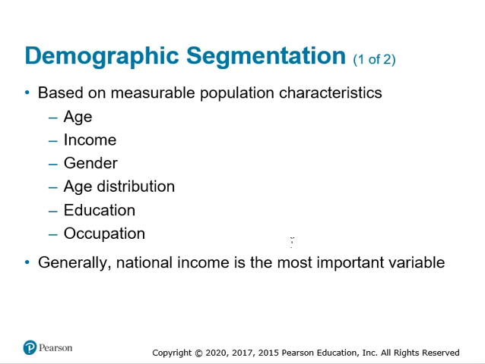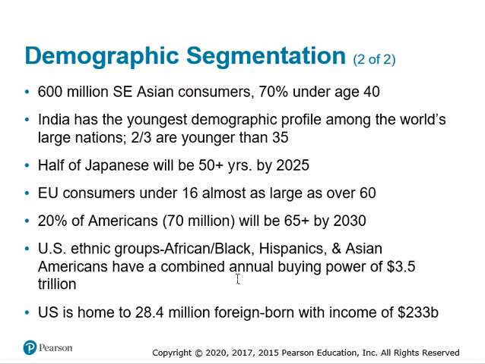So when we look at demographic segmentation, not only do we have demographics, things that you really can't change, what you do, your education, your age, your gender, but we also look at income, which is a critical variable. Now, this is a way of looking at demographic segmentation on a global basis.